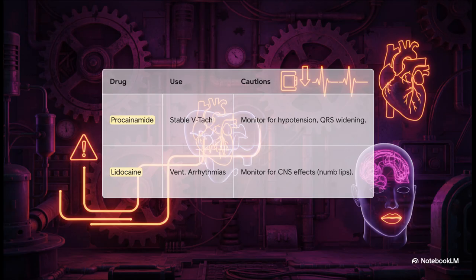Lidocaine is another option, and here's a huge tip that trips people up on exams. The very first sign of toxicity is often neurological. We're talking numbness around the lips, sudden confusion. It's that classic reminder to always assess your patient, not just stare at the monitor.